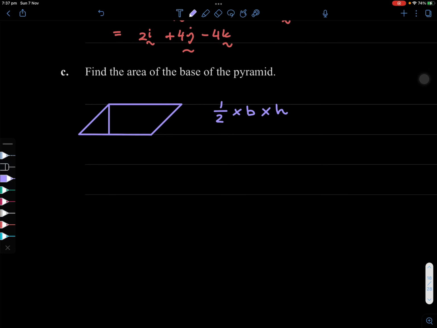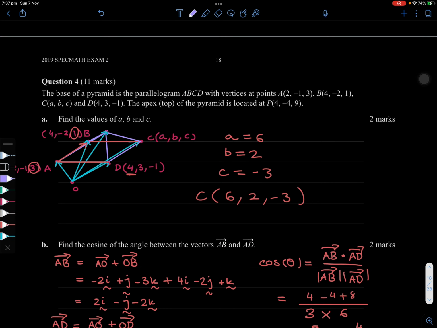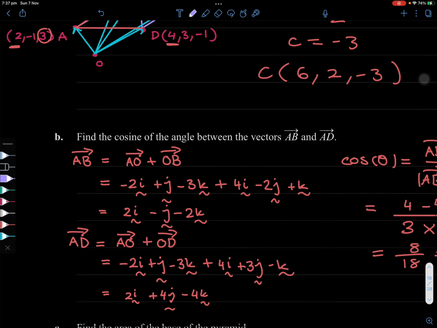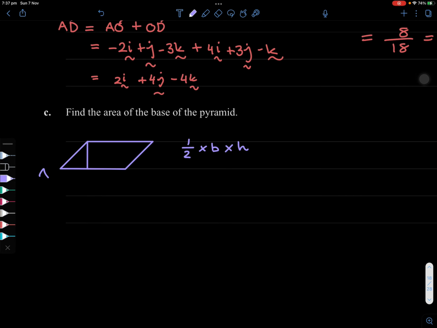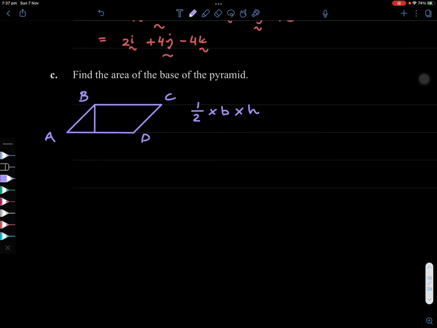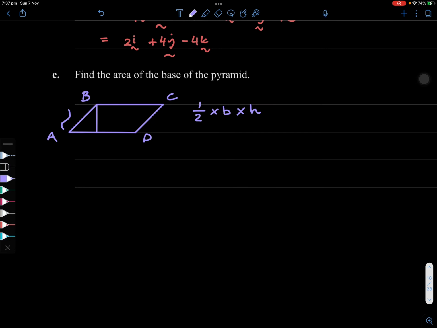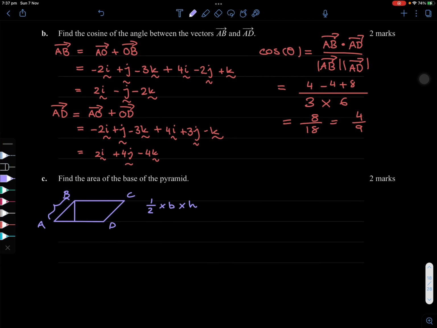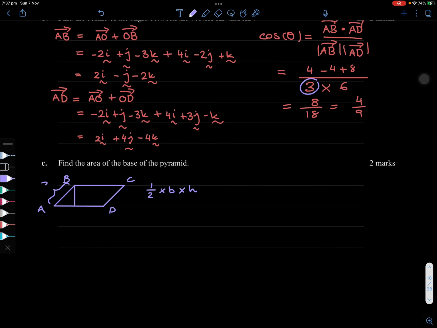So, looking at this base of the pyramid, it's exactly what we have up here, but this is a bit confusing. I'll just label the vectors again. A, B, and D are the corners we're concerned with. Now, we know the magnitude of AB, right? We just figured it out up here. AB was 3.